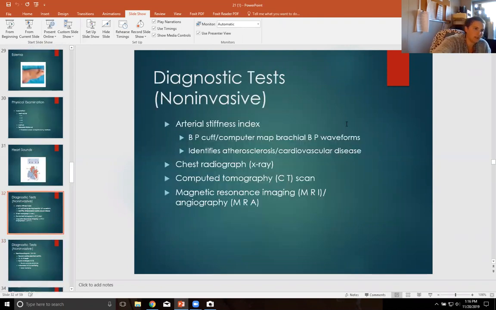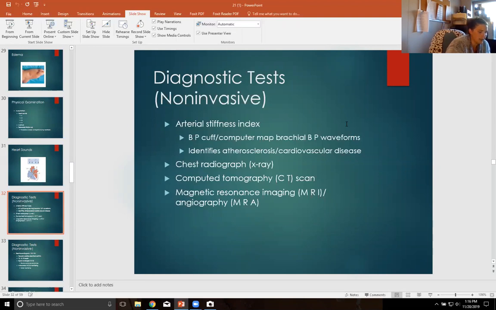Diagnostic tests. We are not obviously going to be performing all of these tests in the clinical setting, nor will you perform all of these in your general nursing care. It really is going to be dependent on your area of expertise. But we're going to talk briefly about the arterial stiffness index. It's doing exactly what it says, measuring the arteriosclerosis of the vessels and how hard or stiff or narrowed that artery is, so we can get a better idea of the blood flow through there.